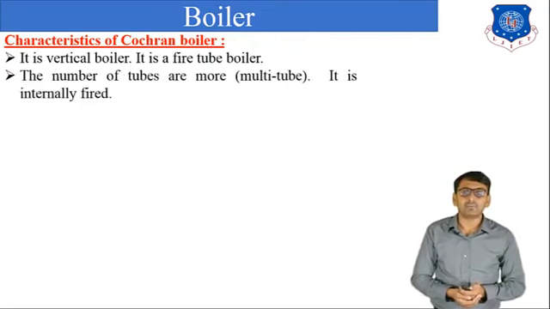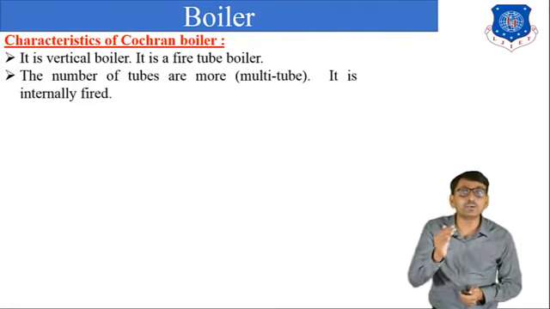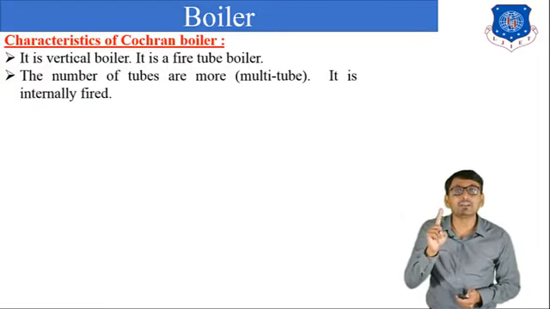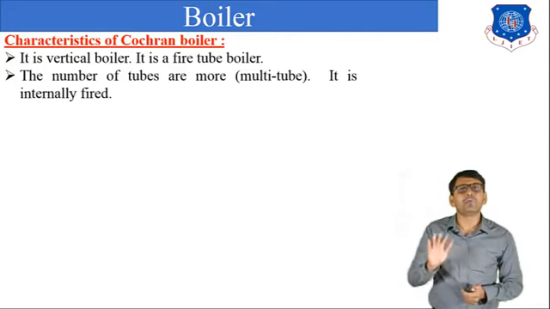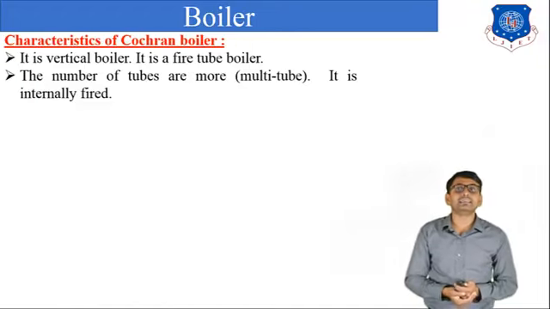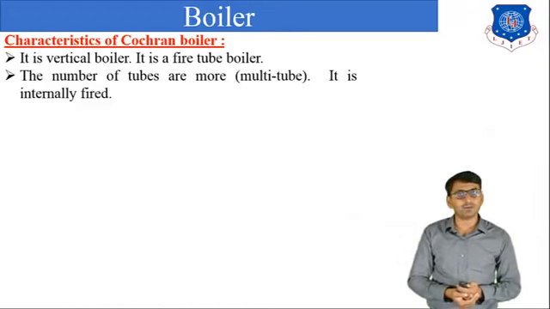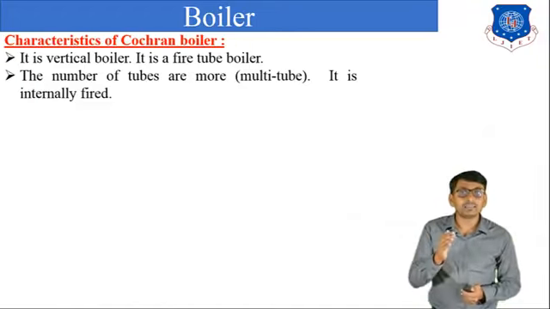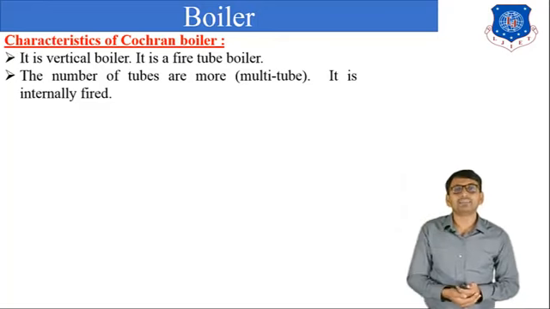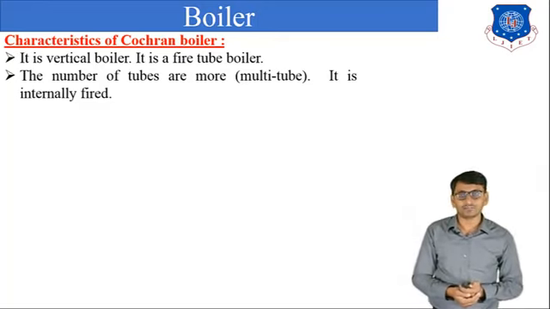Then the number of tubes is more. It means it is a multi-tube boiler, containing more than one tube. So there are a number of tubes present in the boiler shell in Cochran boiler. Then it is an internally fired boiler. What do you mean by internally fired boiler? In this boiler, the furnace is directly attached with the boiler shell. So it is an internally fired boiler.